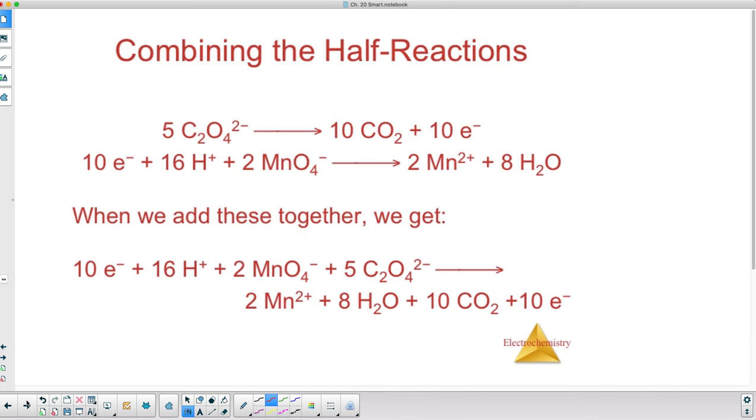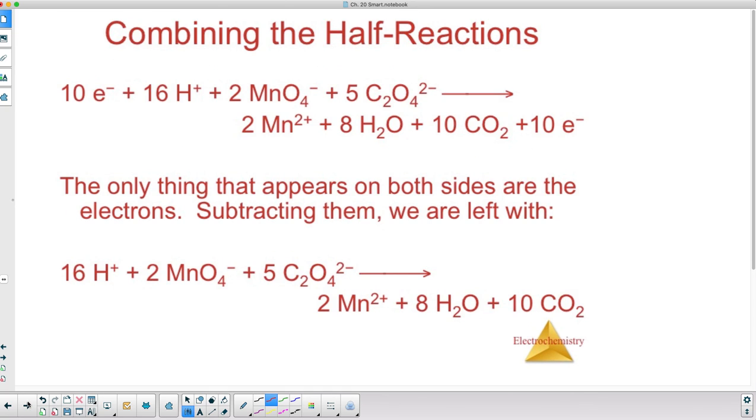So now when we add these together, we get all of this. We can get rid of the 10 electrons and the 10 electrons. That's what we're supposed to do. Everything else, sometimes you'll have hydrogen on both sides, sometimes you'll have water on both sides, but we don't need to cancel any of those out because the water is only on the right-hand side and the hydrogen is only on the left-hand side for this. So that is literally how we combine the half reactions, and our final answer is what you see at the bottom then. Okay?